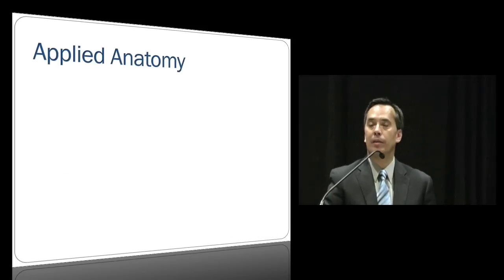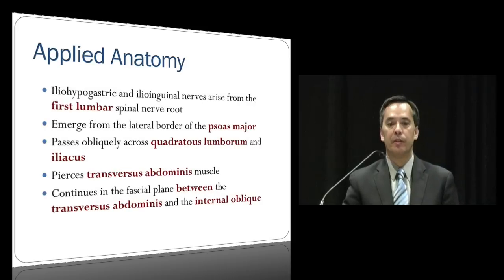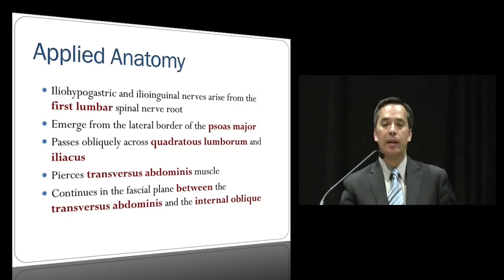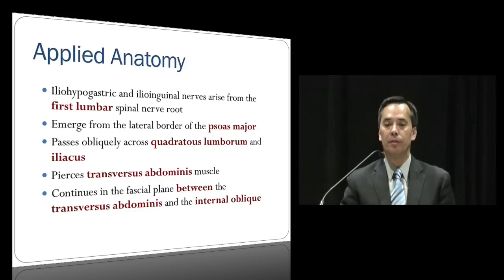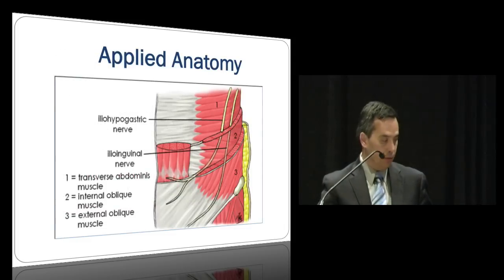Okay, so let's talk about applied anatomy. The iliohypogastric and ilioinguinal nerve arises from the first lumbar spinal nerve root. It emerges from the lateral border of the psoas major, passes obliquely across the quadratus lumborum. It pierces the transversus abdominis muscle, and it continues in that fascial plane in between the transversus abdominis and the internal oblique muscle.